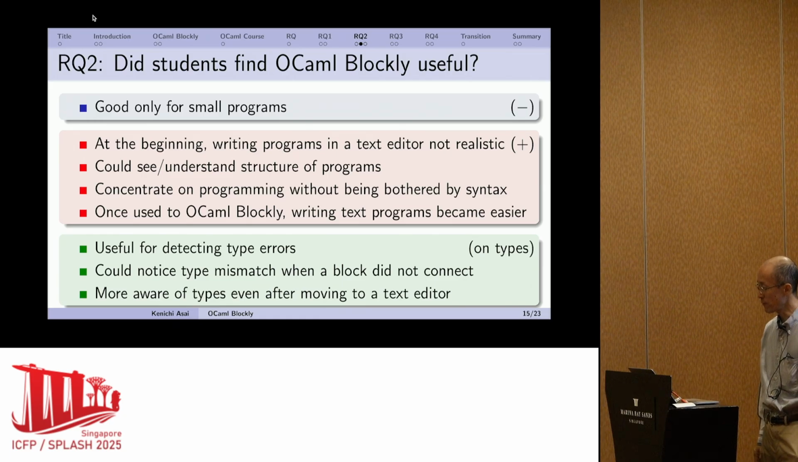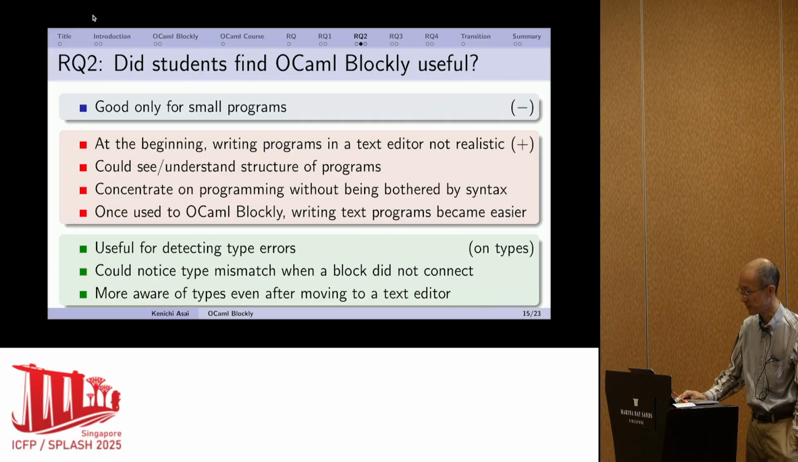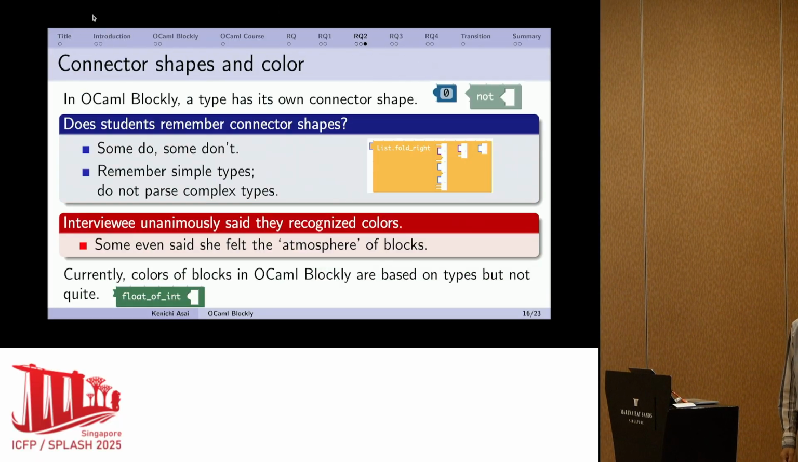And rather surprisingly, many people said they are more aware of types. And it was used for detecting type errors. And that kind of answer was quite popular. And so I wonder how they understand the type concepts through OCaml Blockly. In OCaml Blockly, a type has its own connector shape. So that's the integer, and that one is Boolean.